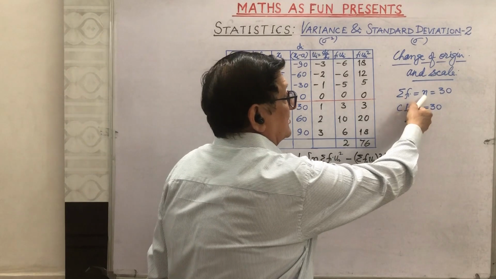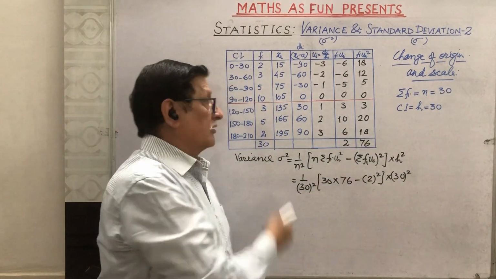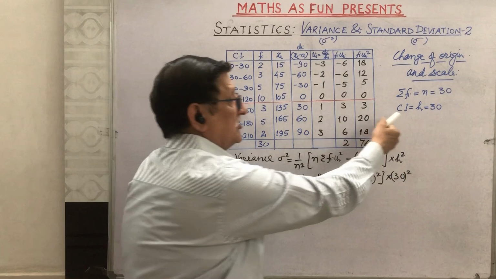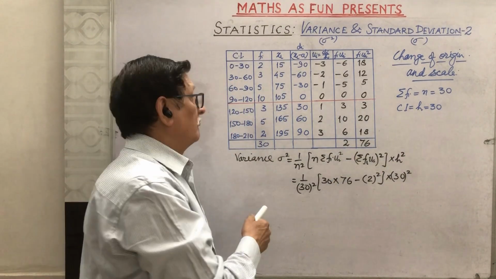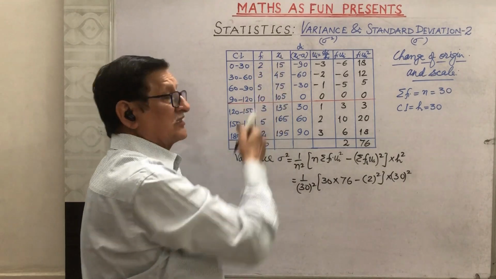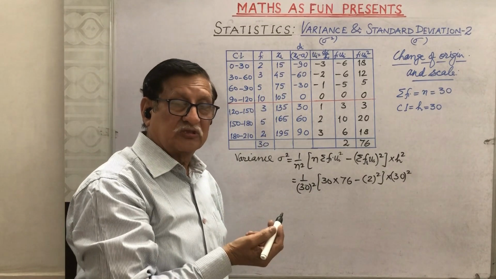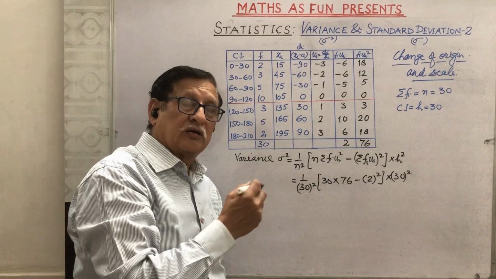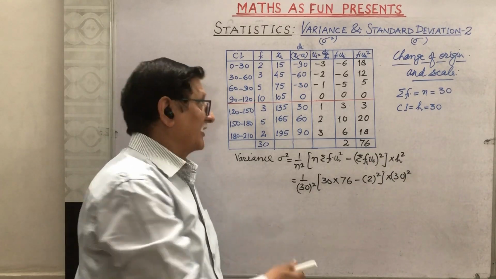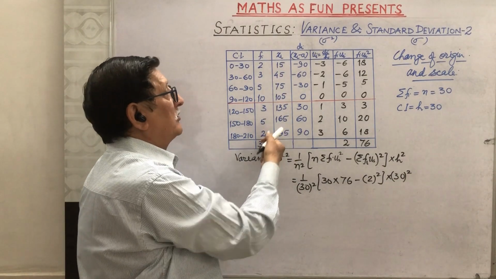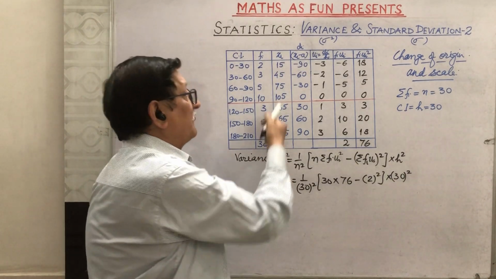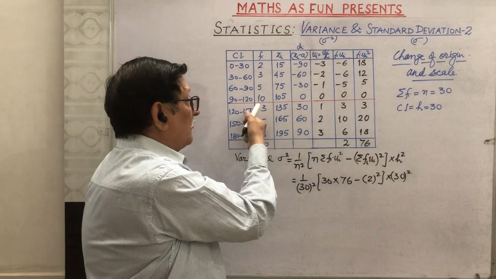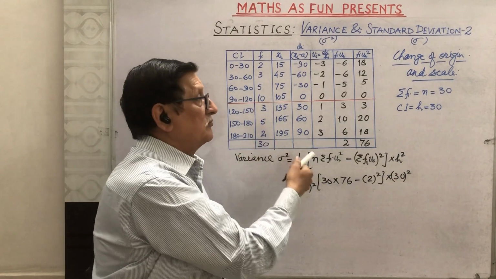so sum of the frequencies n is 30. Here class interval h is also 30. Now we find xi. Xi we know is the mid value or the class mark, and that also we have found earlier, that is 15, 45, 75 and so on. Then we find the value of A, the assumed mean.